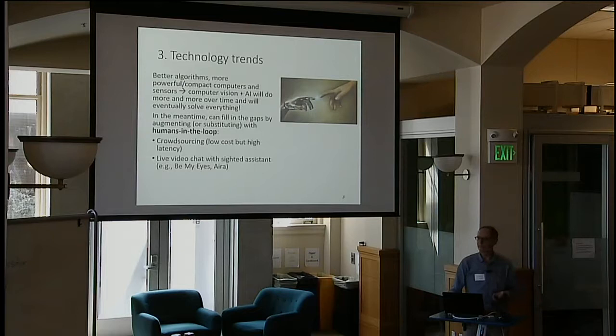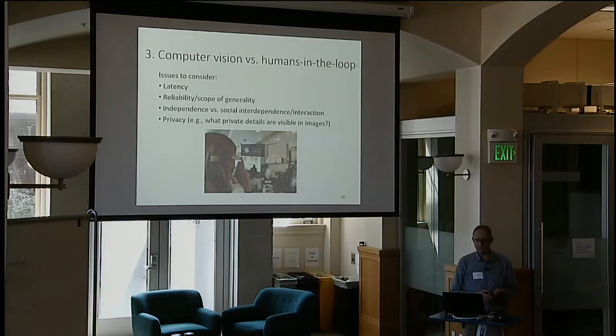And just to talk about some of the issues, if you're comparing computer vision or AI with humans in the loop, machines versus people, there are a lot of different issues. Some of them are purely technical, like latency. I tend to favor computer vision as a solution when you need something very fast. Reliability and scope of generality, obviously, that's something where if you want a very definitive answer, you want to check the image with a human, perhaps. Or if you want to ask an incredibly general set of questions, perhaps the human is best able to answer those.